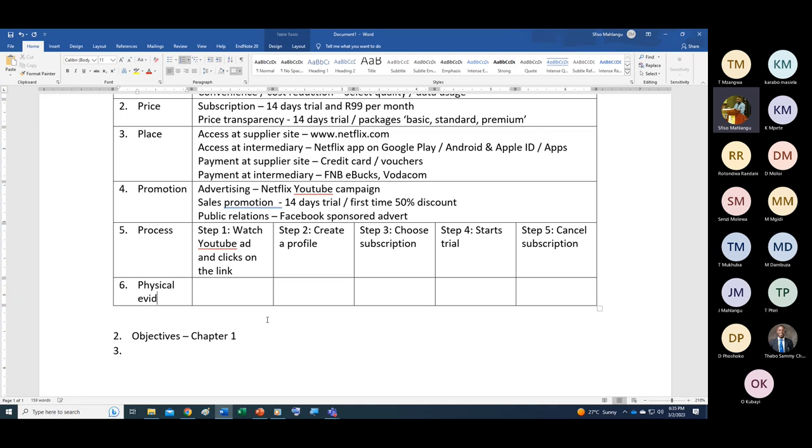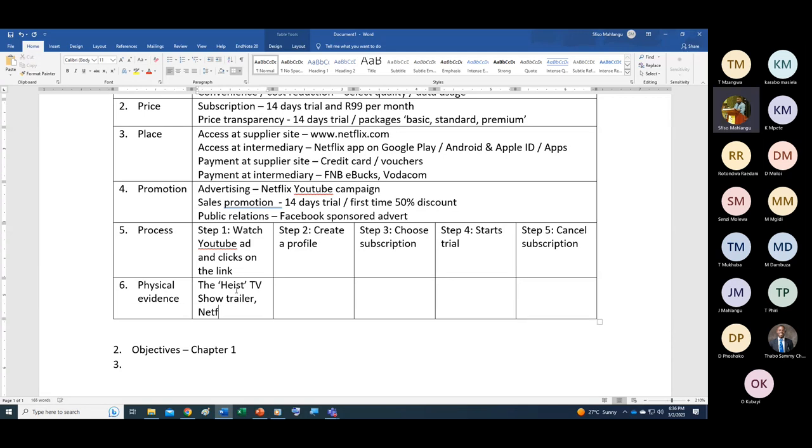So we start with physical evidence. This question asks us, while customers are watching an ad or they are clicking on the link, what are the physical, tangible things that they will see regarding the brand? In this case, maybe they see a TV show. Maybe Netflix is famous for the hit TV show, and they promote that on social media. Maybe they see the TV show trailer, and they see the Netflix logo.